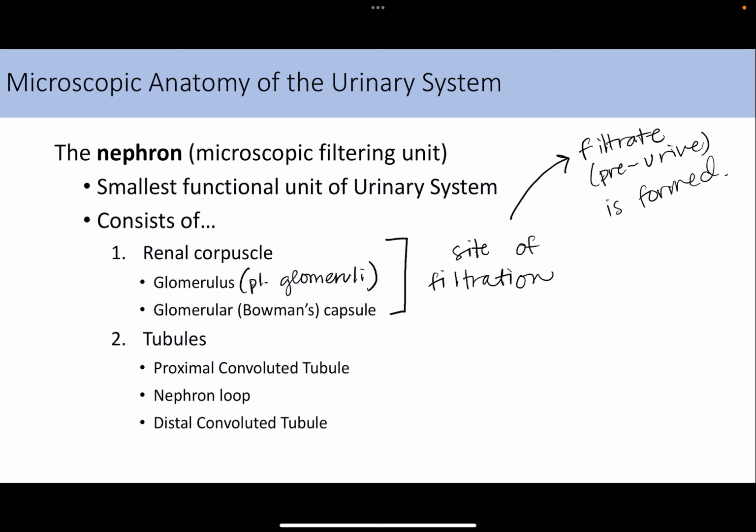Okay. Then we have the nephron loop, which you should see in your notes. It says that it includes an ascending and descending loop. So descending going down, ascending coming back up. And then we have the distal convoluted tubule, which is the part of the tubule that's farthest away from that glomerulus. And so the tubules are the site of reabsorption and secretion.